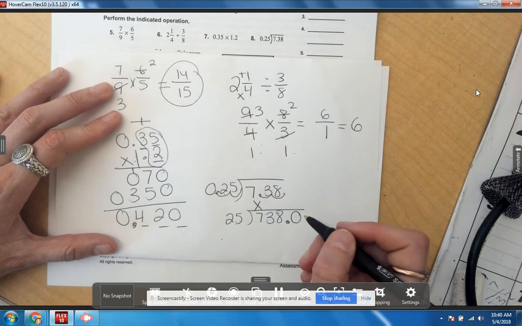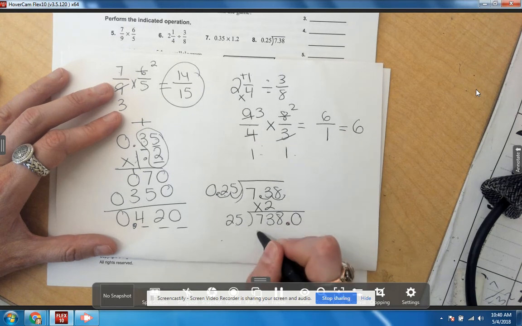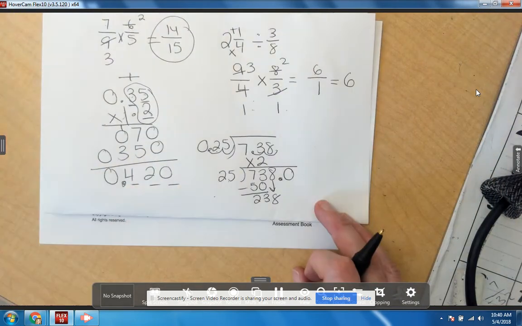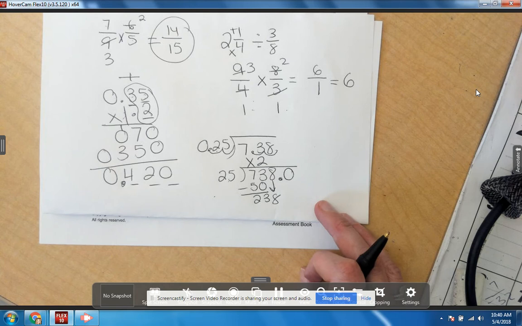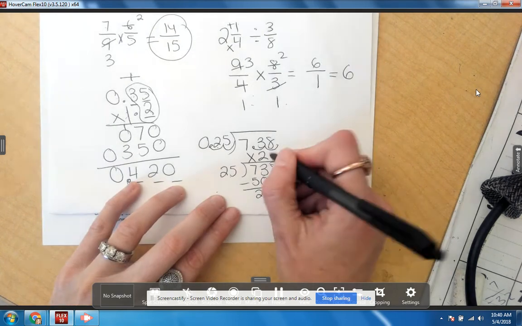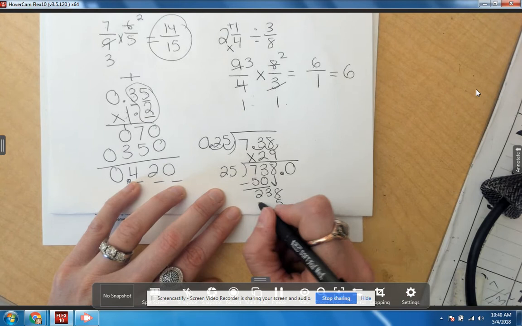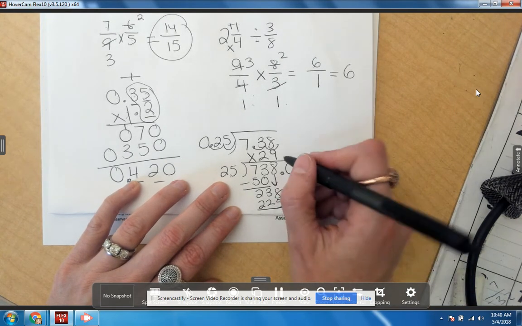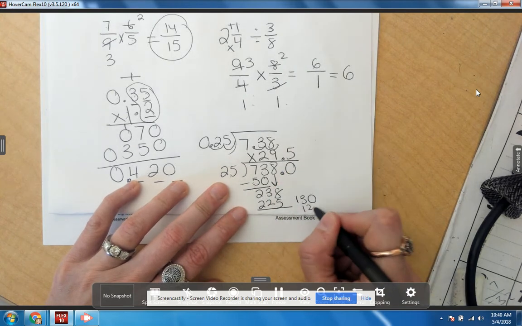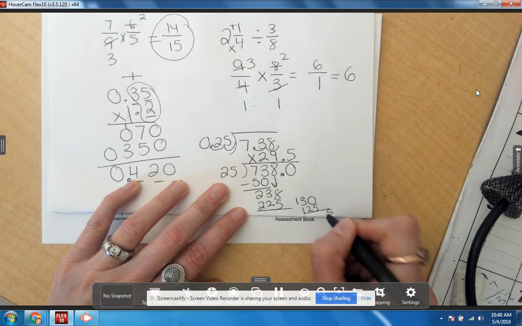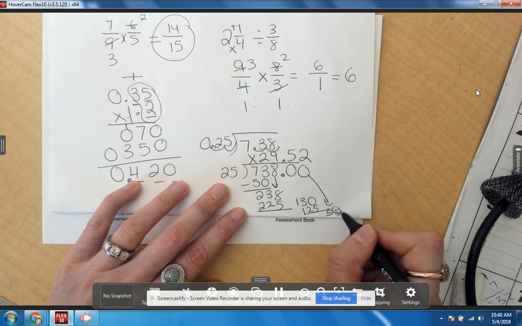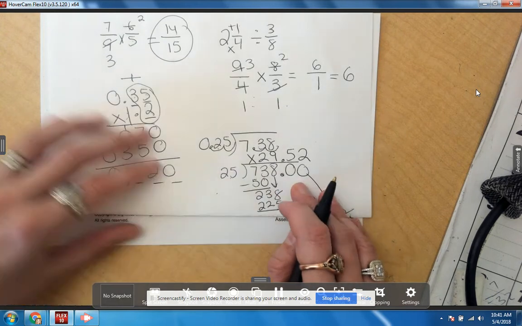So 25 does not go into 7. 25 goes into 73 twice, which is 50. Subtract, I get 23. Bring down the next digit. 25 goes into 238. Let's see. 25 goes into 100 four times. We have 200, so that's 8. So I'm going to say 9 times. 9 times 25 is 225. Subtract, I get 13. Bring down the 0. That's going to go in 5 times, which is 125. Subtract, I get 5. I have to bring down a 0. I get 50. 25 goes into 50 twice. So then it zeroes out, so 29.52. Okay.